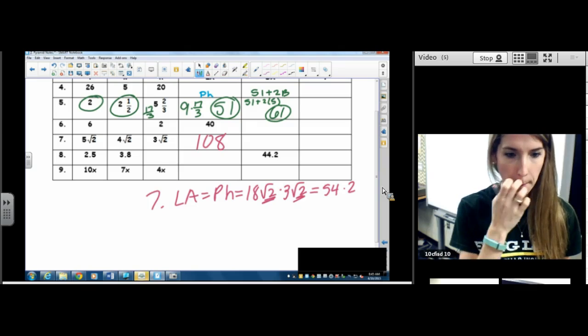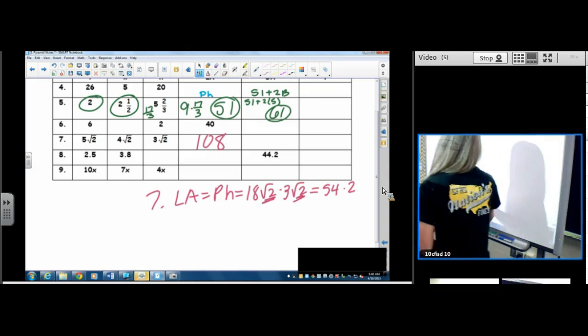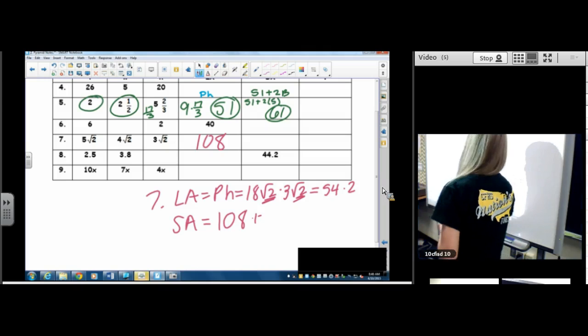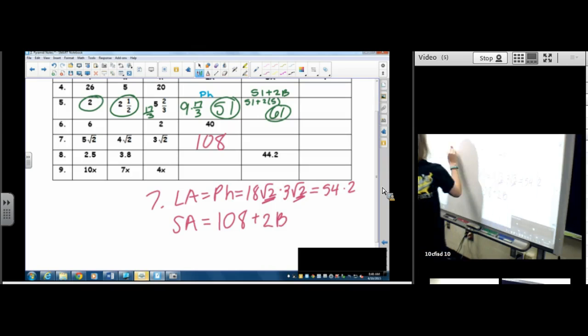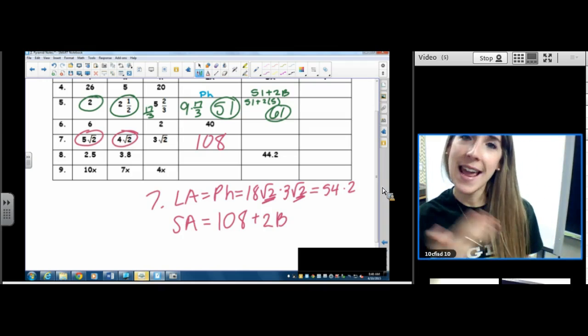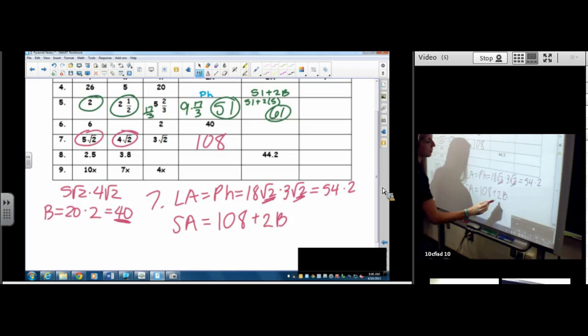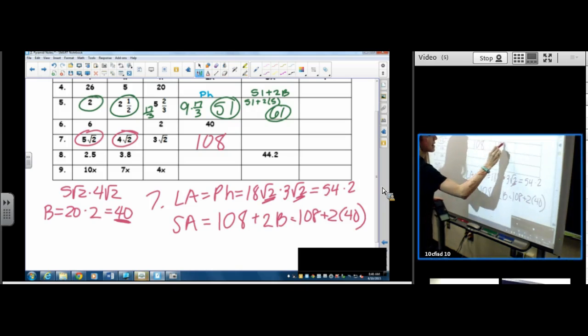Alrighty. And then, you want me to keep going on number 7 to find all the parts? I'll keep going. Number 7, so we have the surface area is going to be what we already found, plus 2, oops, that's a 3, plus 2b. So let's find the area of the base on number 7. It's still a rectangle. So it's length times width. So it is 5 root 2 times 4 root 2. 5 times 4 is 20. Square root 2 times square root 2 is 2. So B is 40. So it is 108 plus 2 times 40. So that's how we get 188 there.